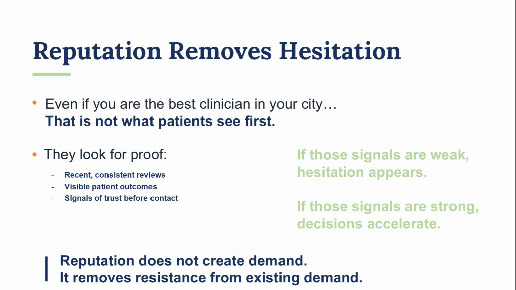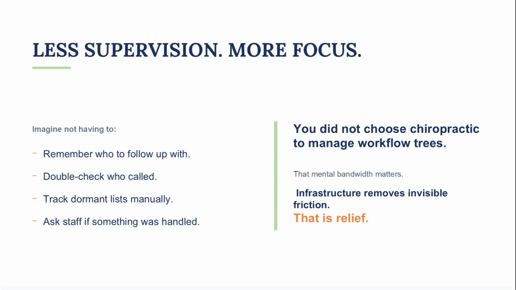Reputation does not create demand. Demand already exists. Reputation removes friction from demand that's already there. And when that friction is removed, momentum feels natural, not forced. When reputation is structured correctly, something changes inside the practice. Fewer patients arrive uncertain. Fewer conversations need to build trust from the beginning. Fewer decisions stall at the point of scheduling, because much of that work has already been done before the patient ever reaches out. That's what stable systems do. They reduce the amount of momentum that depends on constant attention, which means less supervision and more focus, more time supporting patients who are already ready to move forward.